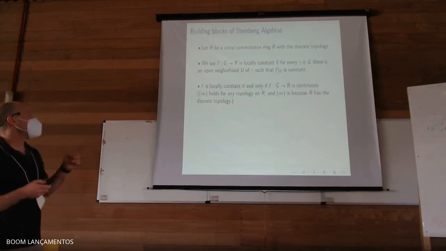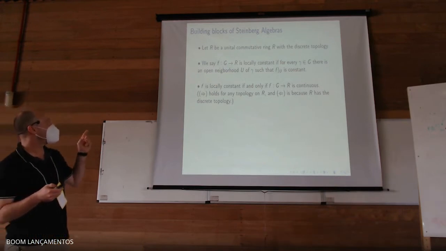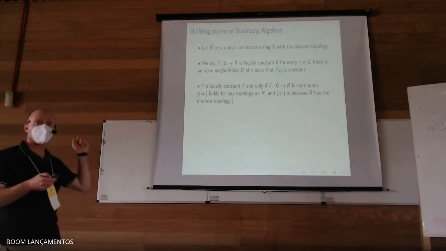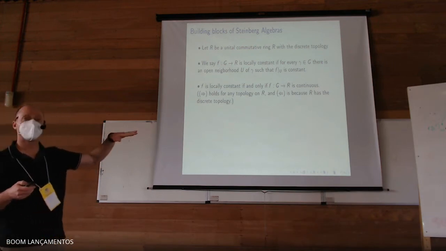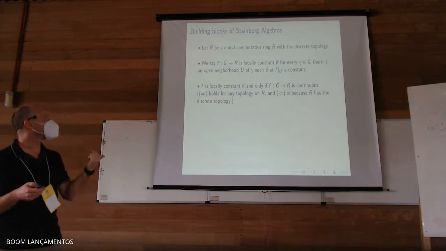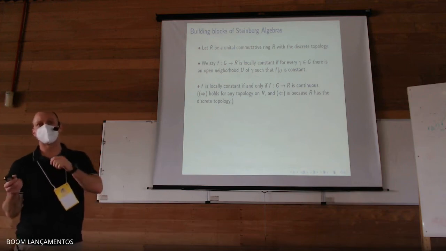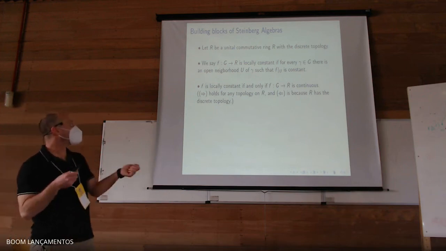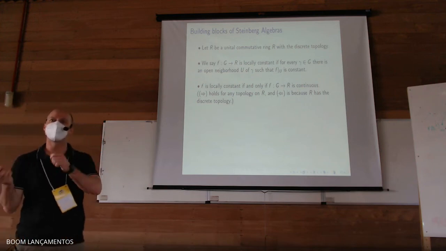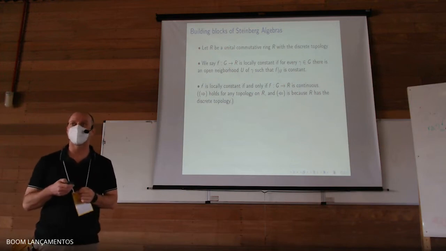Now, since the ring has the discrete topology, it follows that f is locally constant if and only if it's continuous. So the forward direction holds for any topology on R, but the reverse direction holds because R has the discrete topology. So we can use locally constant and continuous interchangeably as long as we have the discrete topology on R.